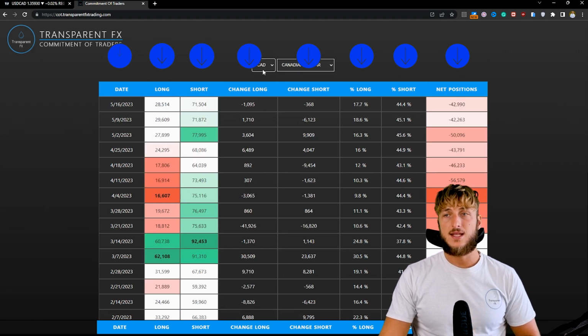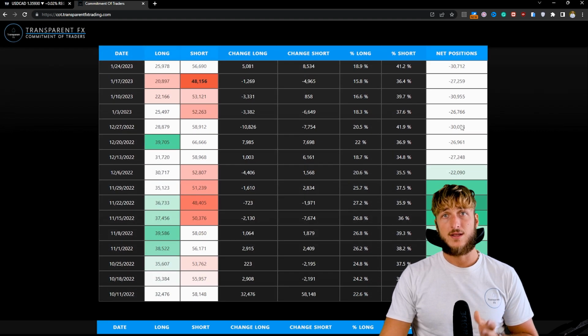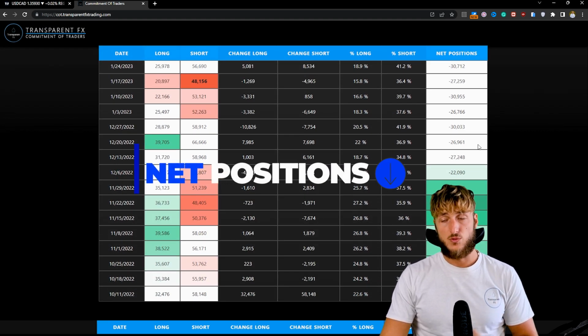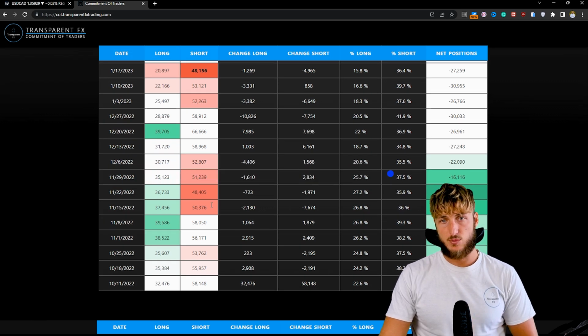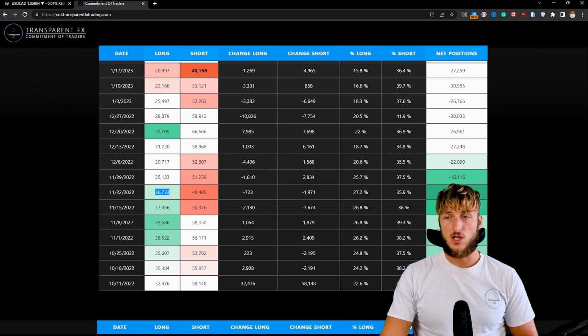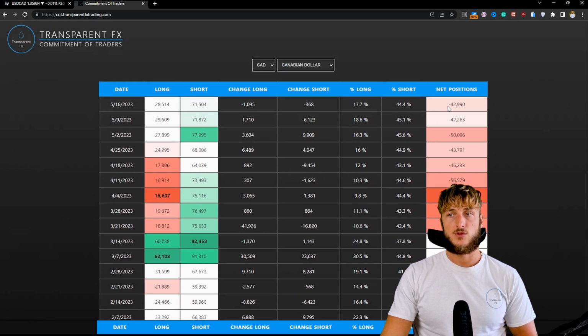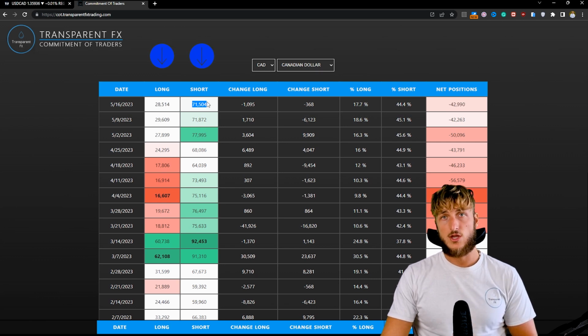Now, checking the data precisely for the CAD, what we can notice is that in the long run, net positions have been decreased quite a lot on the CAD. We went from minus 11k net positions with 48k shorts compared to 36k longs, all the way down to having minus 42k net positions with now 71k shorts compared to only 28k longs.